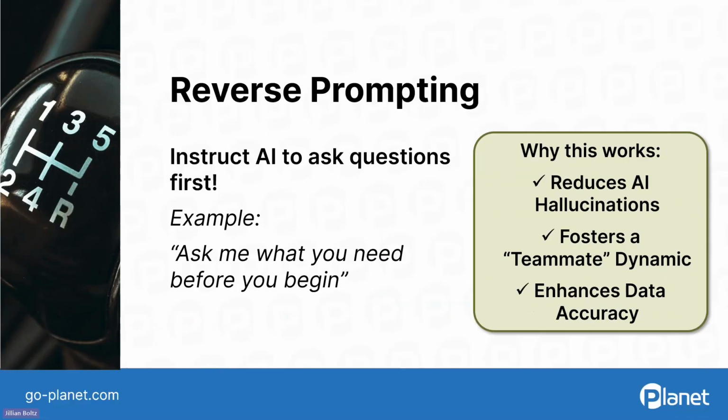Reverse prompting fixes one of AI's biggest problems. It doesn't naturally ask clarifying questions. The AI is designed to be helpful, so instead of stopping to ask for missing information, it often fills in the gaps on its own.